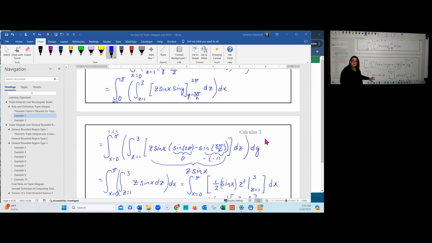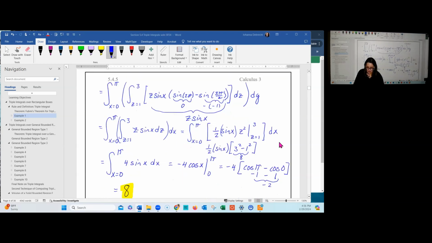I chose to integrate with respect to z next because I'd rather deal with a fraction than a negative. And so when I integrate z, I get 1/2 z squared. The sine of x and the 1/2 are constant factors, which do not enter into the substitution of the limits of integration. The limits of integration for z go between 1 and 3. And you'll notice that I'm tracking which variable I'm working with respect to by at least writing on the lower limit of integration which variable it represents.